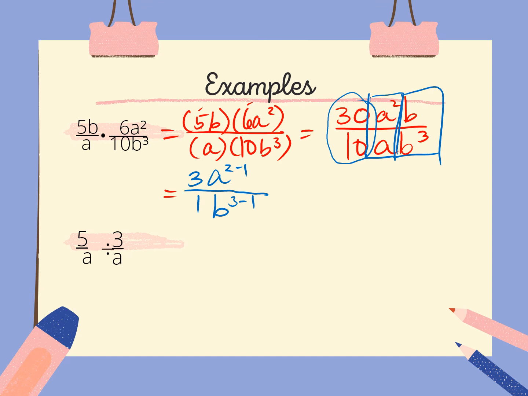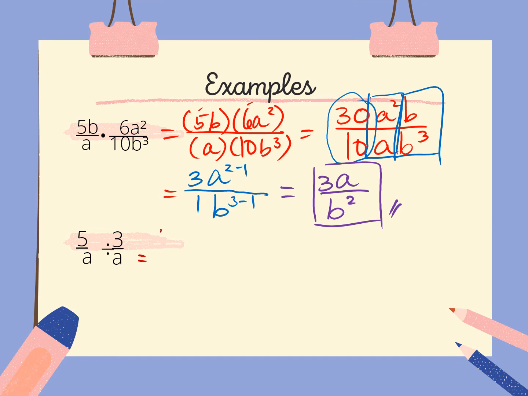And then, for our final answer, that will be 3a over b squared. So that's our final answer. Okay? So now, how about division? As I said, it's the same procedure as how we divide fractions.